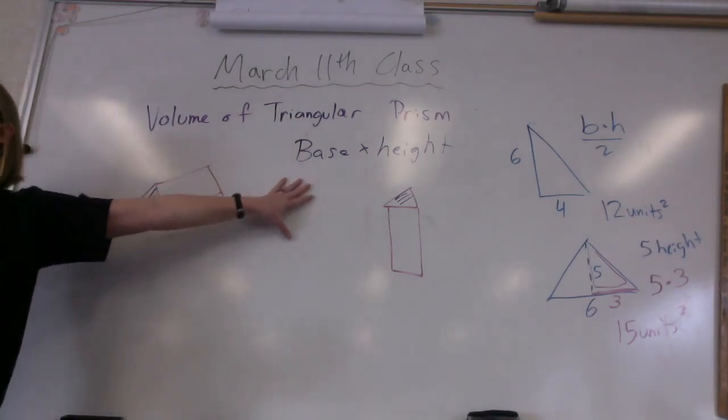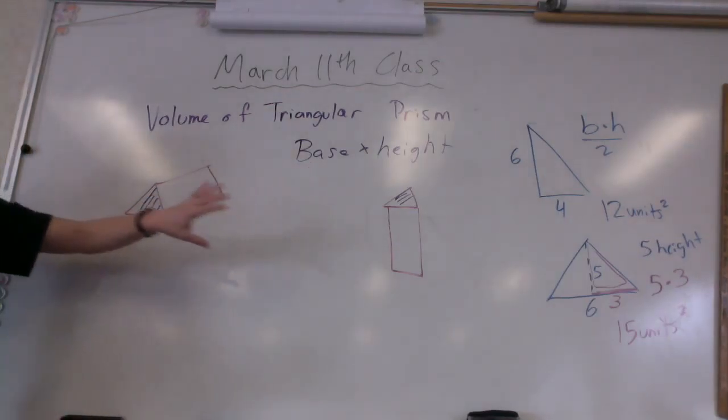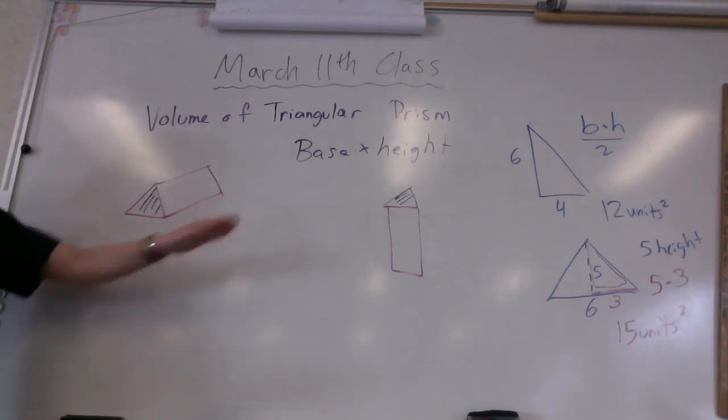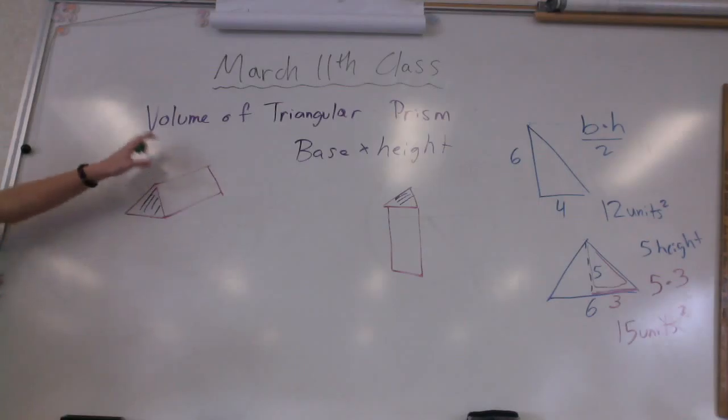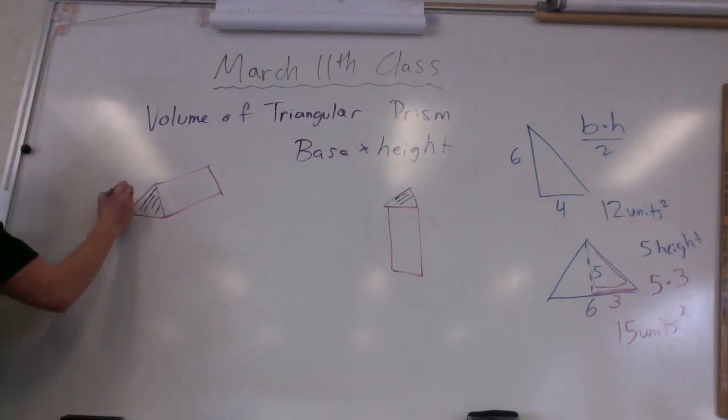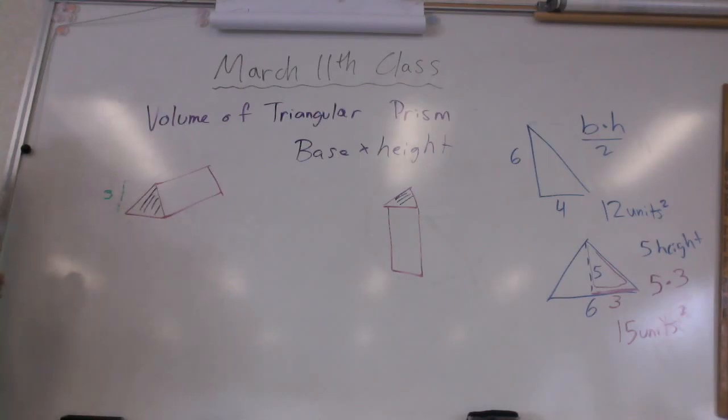Okay, so now that we know how to calculate the base, let's bring this into volume for our triangular prism. So now we know that that's how we find our base, and all we need to do is multiply by the height. So let's say this is our triangular prism that we're trying to find the volume of. We're going to say that it has a height of 3.